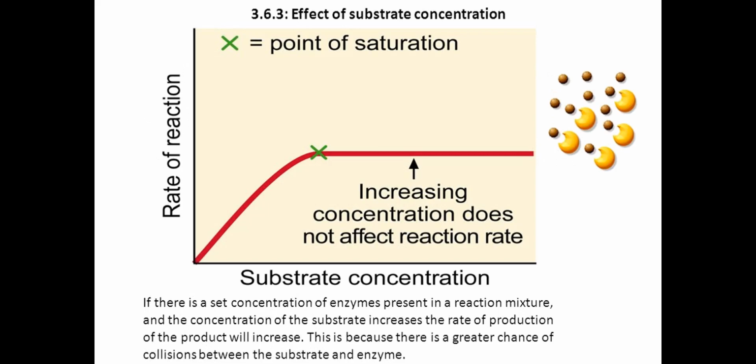Point of saturation. If the concentration of substrate increases too much, it will exceed the maximum rate at which the enzyme can work. All active sites are occupied by the substrate. The point at which all the enzymes are saturated is called the point of saturation.